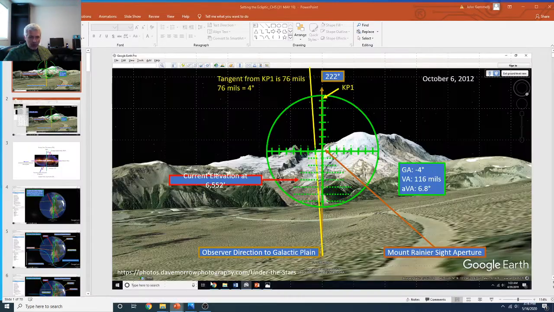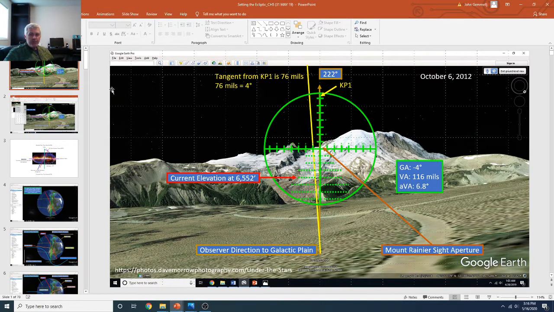Now I'm going to go to my other slide over here. This is how I apply my reticle pattern. I enlarged the green pattern here so that it might be easier to see. And then I have the 222 degree line, observer target line, which is going back here, which is the brown one with this color of goldish brown. And this is what I refer to as the observer direction to galactic plane. So this is our galactic plane coming out there, right? And then I have the tangent from known point 1 is 76 mils.